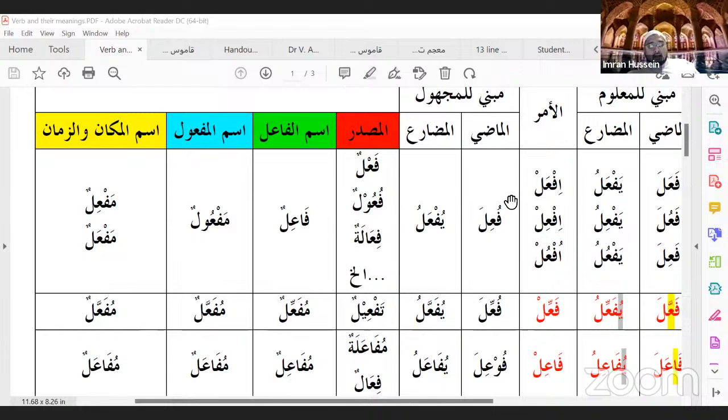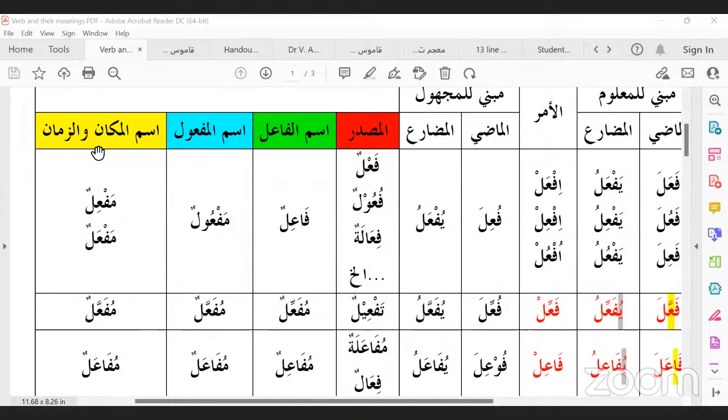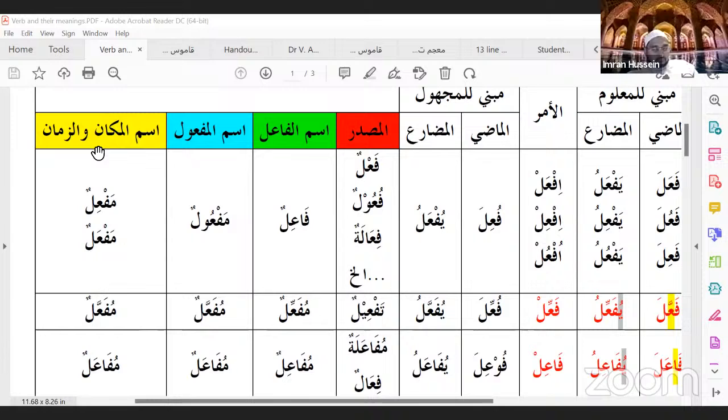Now, right, the following things. Ismul Makan wa Zaman is an adverb noun. What is an adverb noun? An adverb noun is a noun which indicates the time and place where the action took place. Now this noun has 3 patterns. What are the 3 patterns?